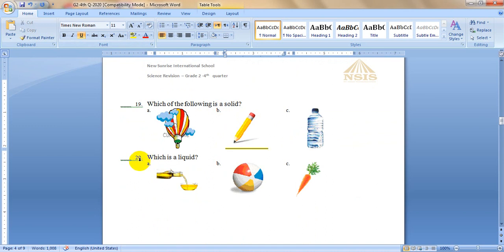What about number 20, which is a liquid? Oil, ball, or carrot? The liquid here is oil because it flows, it doesn't have its own shape, it takes the shape of its container.